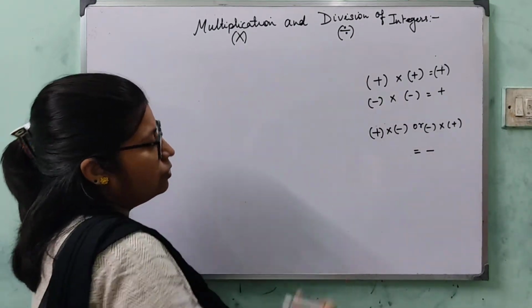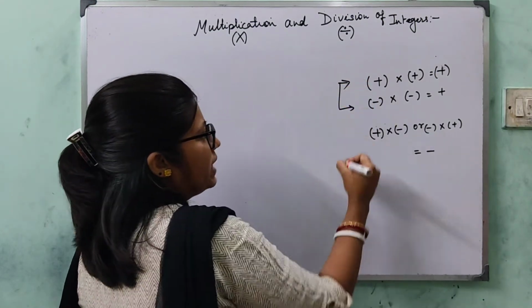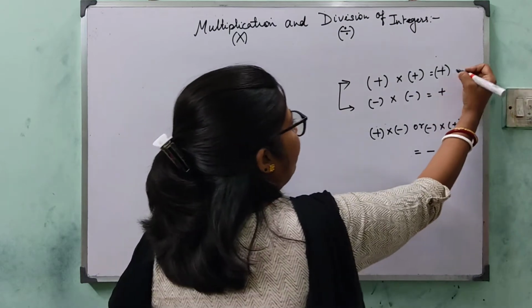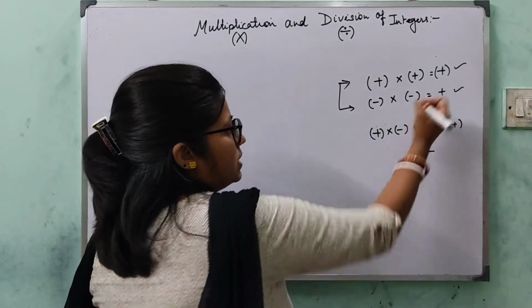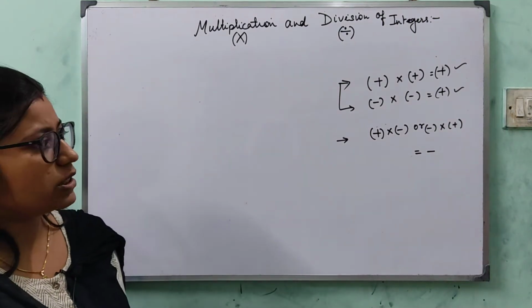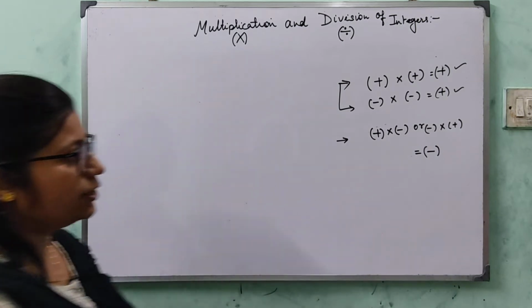That is, if I brief it out, if you multiply two integers having the same signs, either both positive or both negative, the product will always have positive signs. And if you multiply two integers where one of them is a positive, the other is a negative, the product will always have a negative sign.